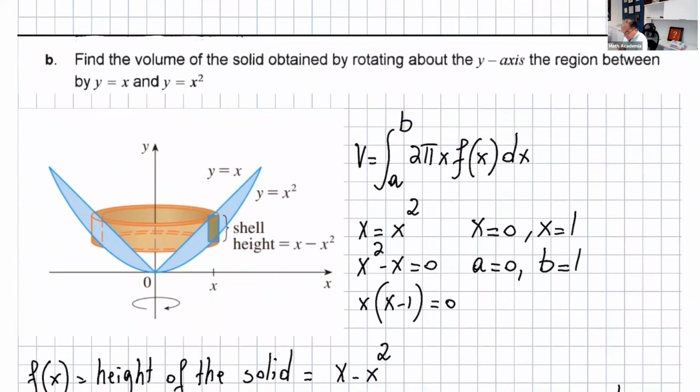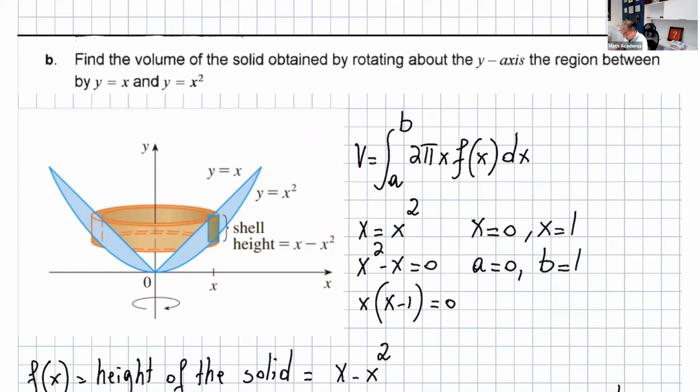Example 2 or B. Find the volume of the solid obtained by rotating about the y-axis, again, the region between y equals x and y equals x squared. Now, this one we have two functions. This is y equals x squared, and that one is y equals x. So we are taking this solid and rotating that about the y-axis. Again, we can take a hollow shell here, a cylindrical shell, by cutting it here and then rotating it.